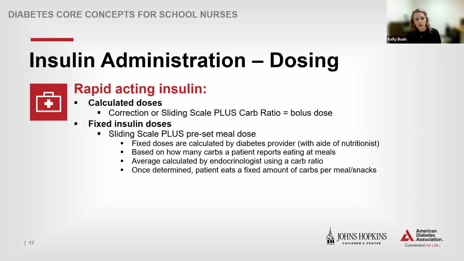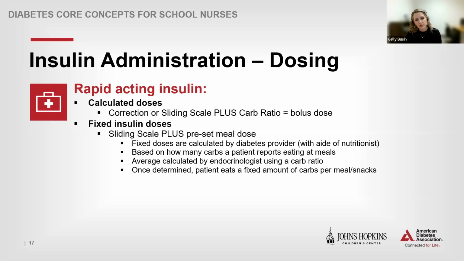So, for example, if a child reports that they typically eat about 100 grams of carbs at every meal, and the endocrinologist feels that they should receive 1 unit for every 10 grams of carbs if they were carb counting, the endocrinologist would prescribe the child to take 10 units of insulin at each meal for their food. Fixed meal doses are typically used for families or patients where we want to improve compliance, and because we know that carb counting can sometimes be really tedious and very mathematically challenging, we want to make it easier and simplify a little bit.